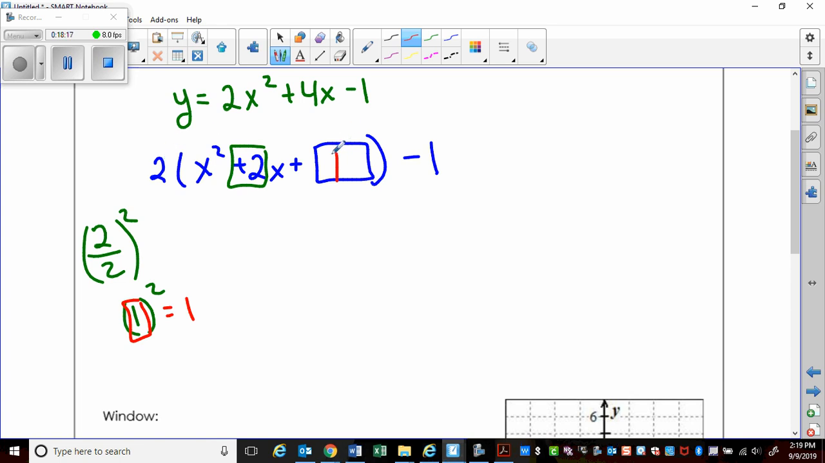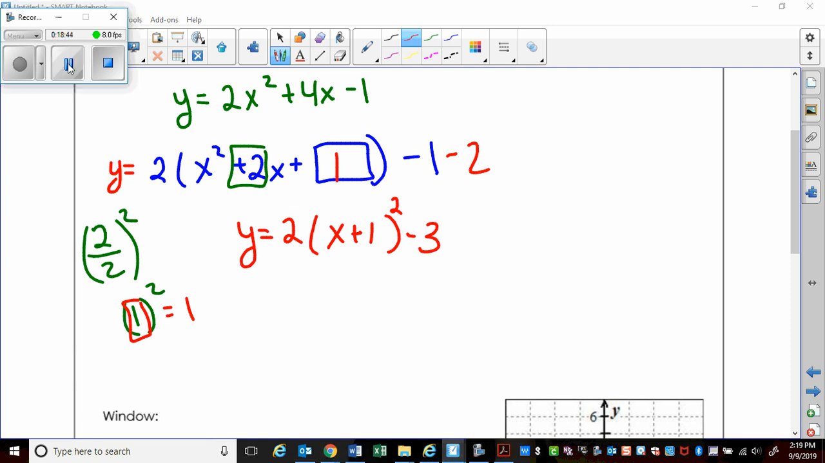If I'm going to add 2, then I've got to subtract 2 from the same side of the equation. Y equals, I'm going to just simplify it. Y equals, factor it, 2 parentheses x. It's right here, it's positive, so plus 1 parentheses squared. And then this, negative 1 minus 2 is negative 3. That should be it. Okay, so this is my answer.